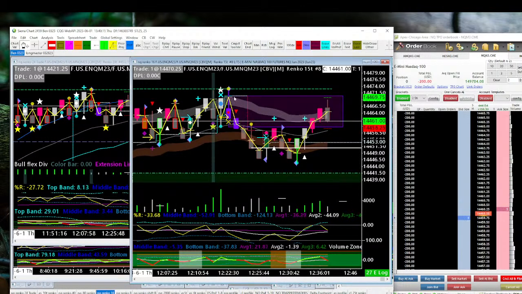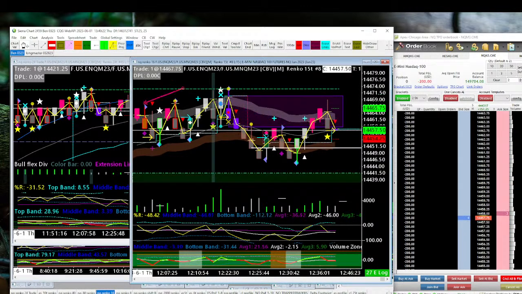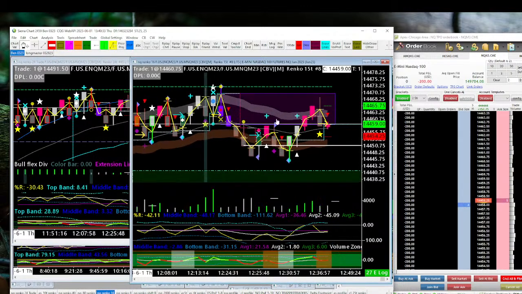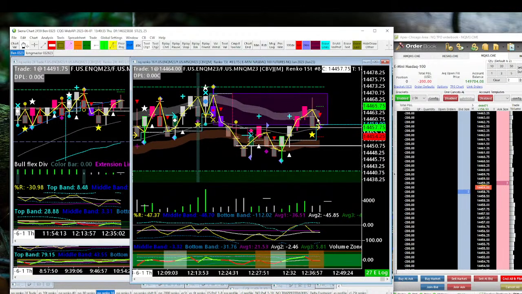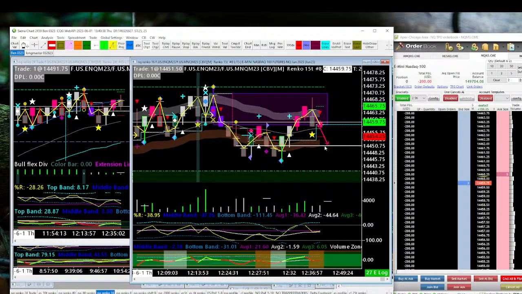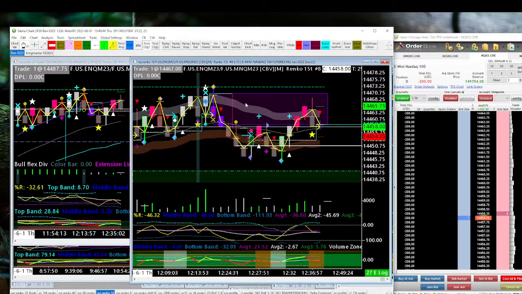Okay, so we do retrace this. Nope, we got back to where that volume was. And then they're trying to reject. So it might be done, but there's no divergence here. So nothing for me to do. You'd have to now get under this dotted line and then reject it. If we can get over this, it's bullish.